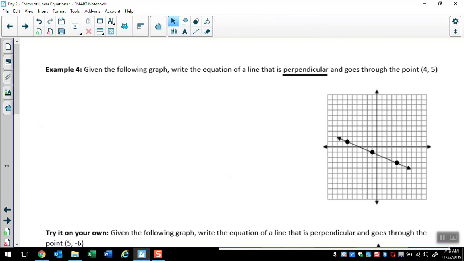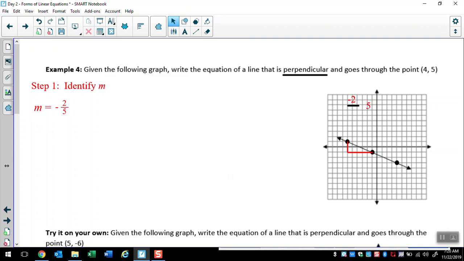All right, so first thing we have to do, identify our slope. So the slope on this one, again, I need to pick 2 points. I just picked from this point to this point. So my rise, in this case, was -2. My run was 5. So my slope in this case is -2 over 5. So my slope for this is -2 over 5, but we want the slope of a line that's perpendicular.